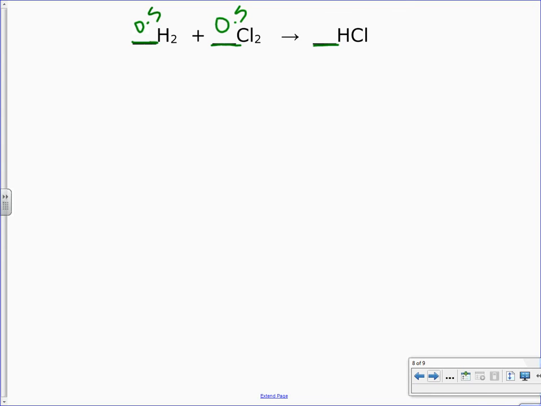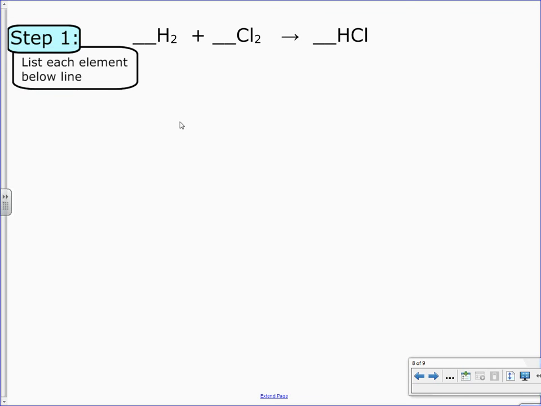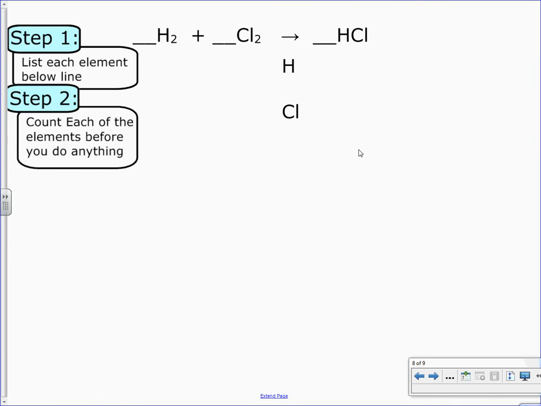So this is actually the same problem that we did before. We're just going to go through the steps to solving these problems. So step one, you're going to list every element involved below the line. So just like this, we list out H, we list out Cl. Step two, count each of the elements before you do anything. So we have 2 hydrogens, 2 chlorines, 1 hydrogen, 1 chlorine.